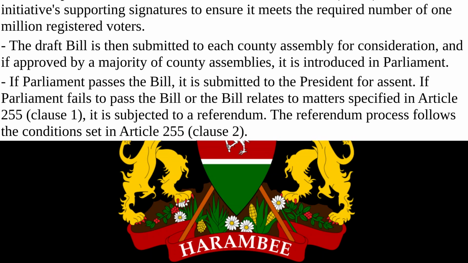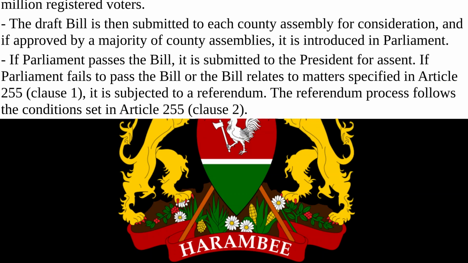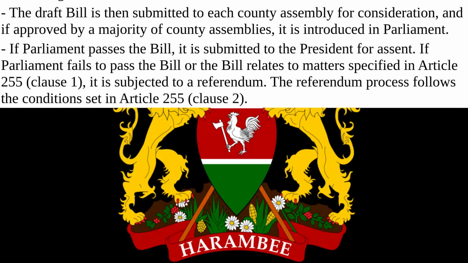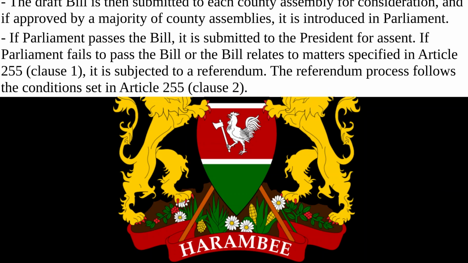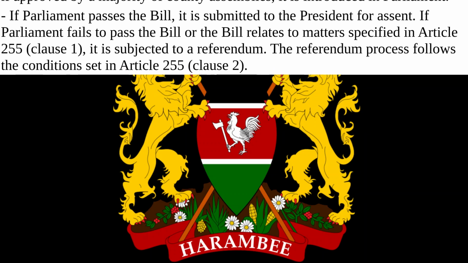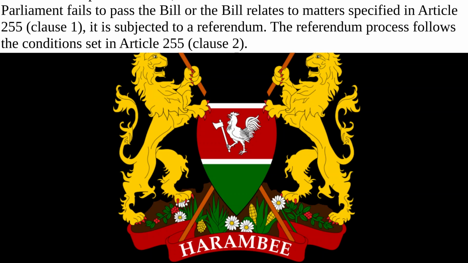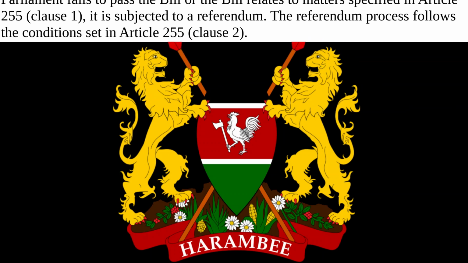If Parliament passes the bill, it is submitted to the President for assent. If Parliament fails to pass the bill or the bill relates to matters specified in Article 255 Clause 1, it is subjected to a referendum. The referendum process follows the conditions set in Article 255 Clause 2.